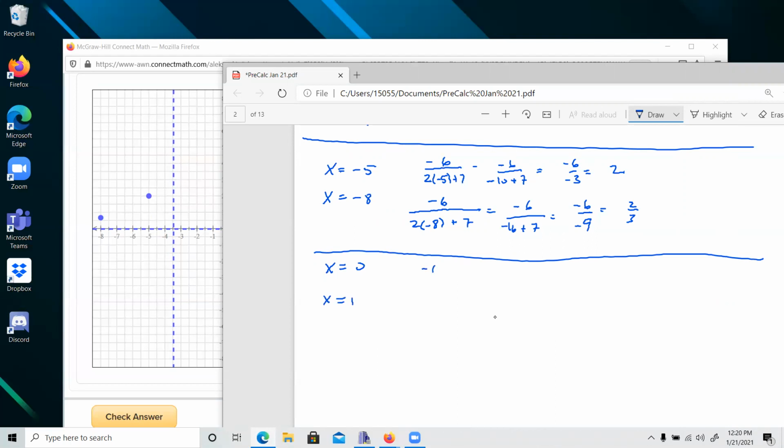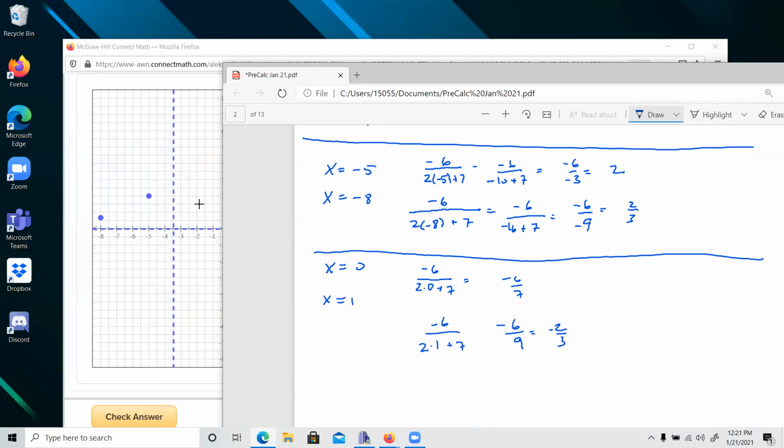Okay, so we have negative 6, we have 2 times 0 plus 7. So this is negative 6/7. All right. For x equals 1, we have negative 6 over 2 times 1 plus 7, right? So we have negative 6. 2 times 1 would be 2. 2 plus 7 would be 9. So it's negative 2/3. Okay.